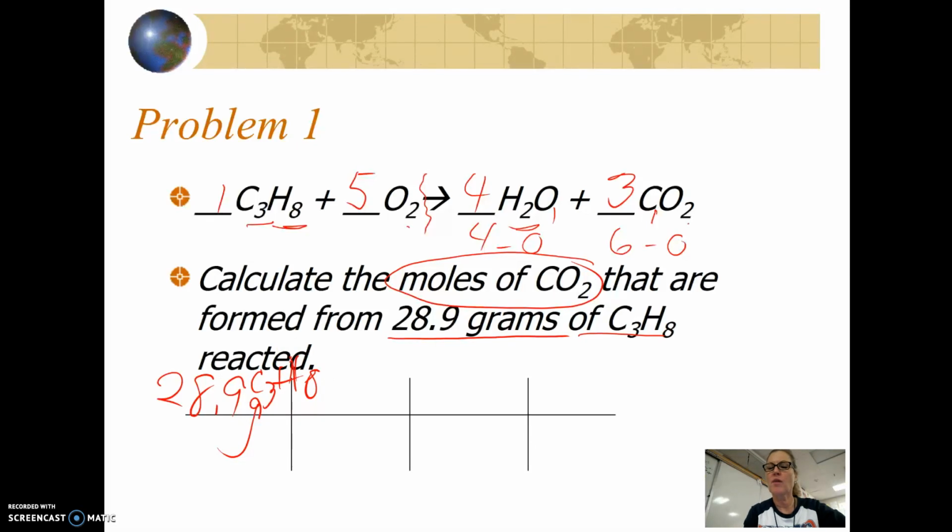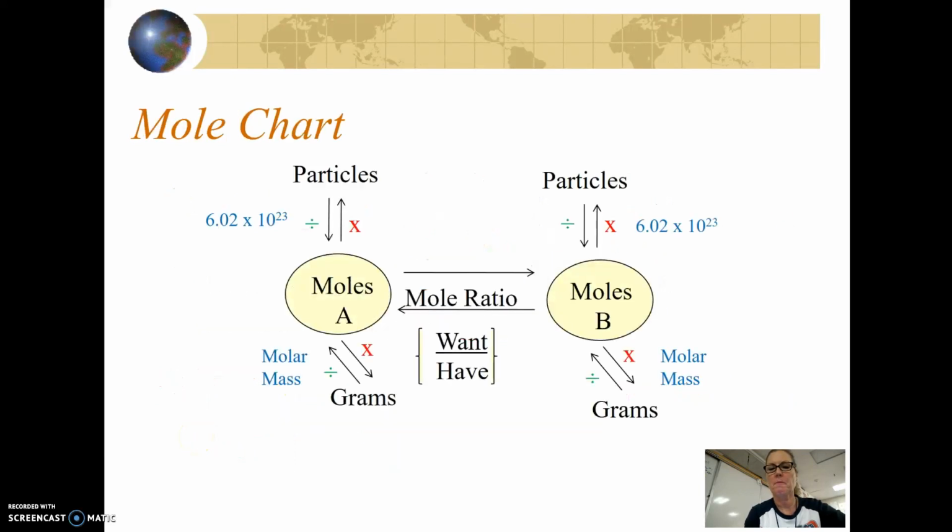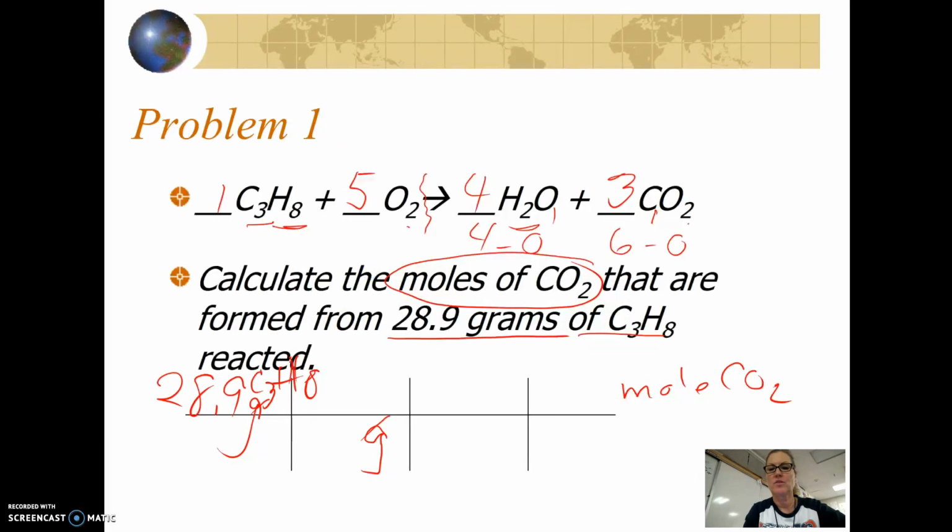Now, if you notice, this problem requires you to go from grams to moles. So at the end, we want to end up with moles of CO2 at the very end of this problem. Are you thinking about how you're going to get there? The units here need to be grams to cancel. But look at your big mole chart. We're starting with grams of something, and we need to get to moles of something else. So we're going to need to divide by the molar mass and use that mole ratio to get there. That's the plan. So let's go back.